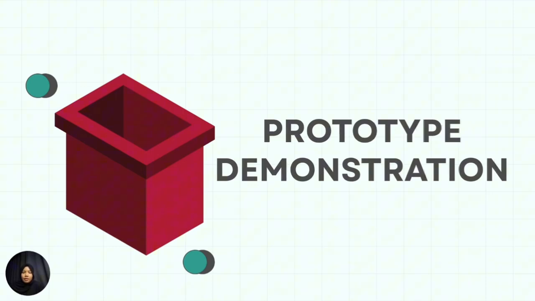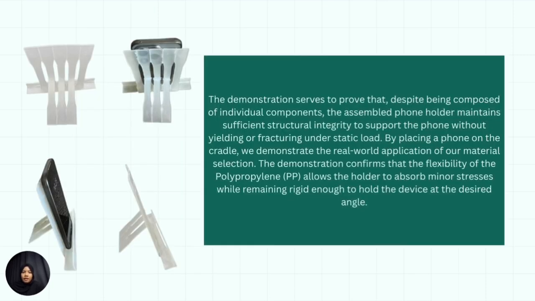The white semi-opaque finish of the PP components highlight the clean, functional nature of the fabricated prototype. Lastly, prototype demonstration. The demonstration served to prove that despite being composed of individual components, the assembled phone holder maintains sufficient structural integrity to support the phone without yielding or fracturing under static load.